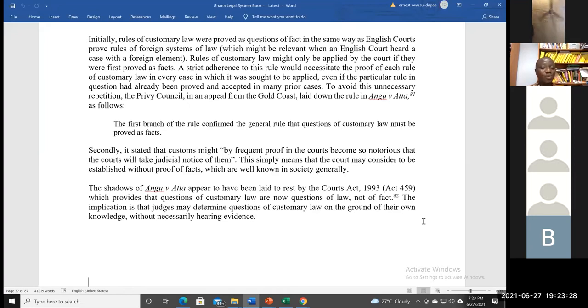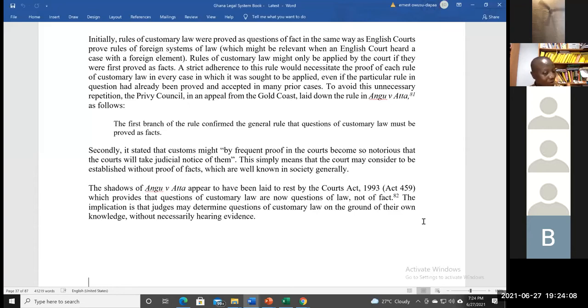So that is what is known as the rule in Angu versus Ata, and that's another thing you should keep in mind. When you say the rule in Angu versus Ata, what does it mean? It was the point which was made that, among other things, when customary law comes up in the course of adjudication, it will be treated as a question of what? Facts, not as a question of law. And that has important implications, because questions of fact are resolvable by evidence. Questions of law are resolvable by legal arguments and research.